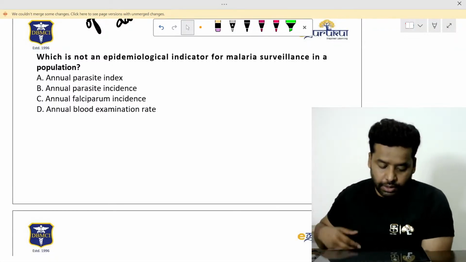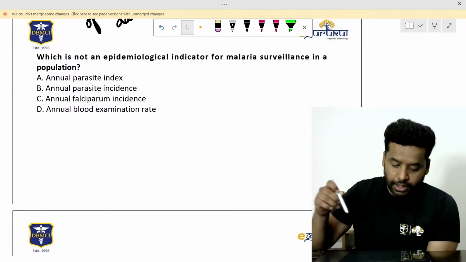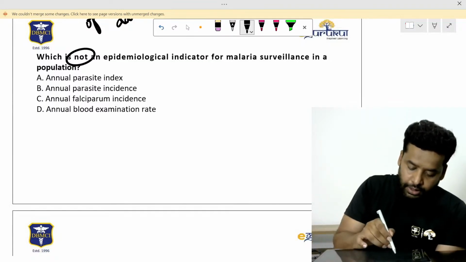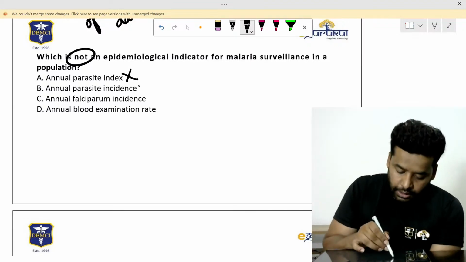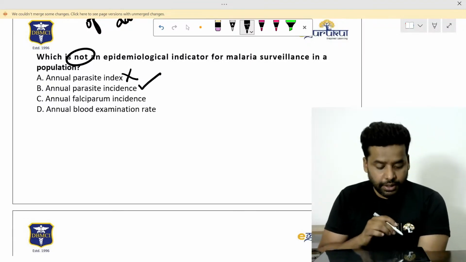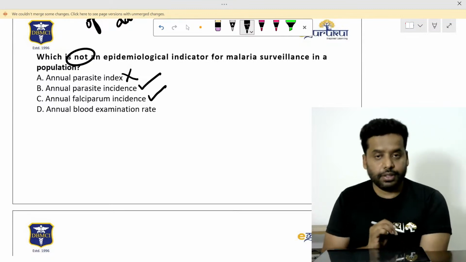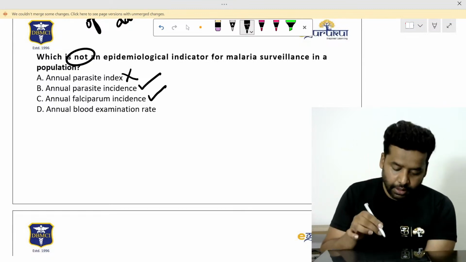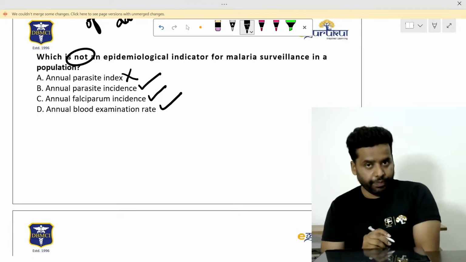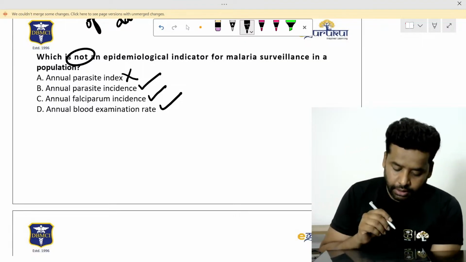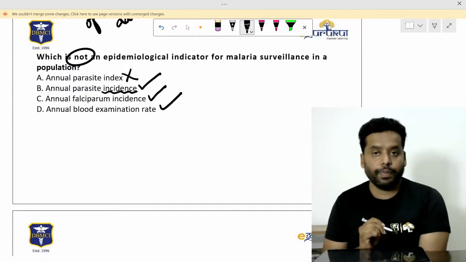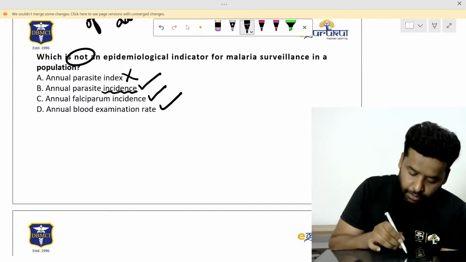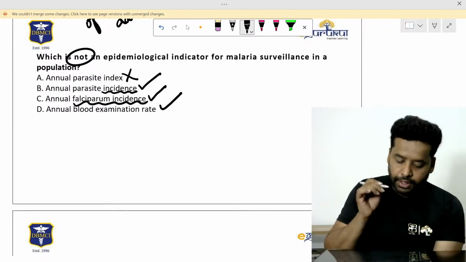Good. Which is not an indicator related to malaria surveillance? This was also a question. There is nothing called an index. We have parasite incidence, falciparum incidence if you check only falciparum cases, and blood examination rate. Annual parasite incidence is an indicator to check new cases. If only falciparum cases, it is falciparum incidence.